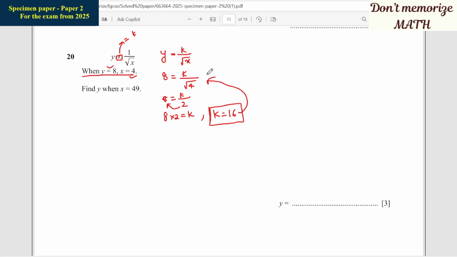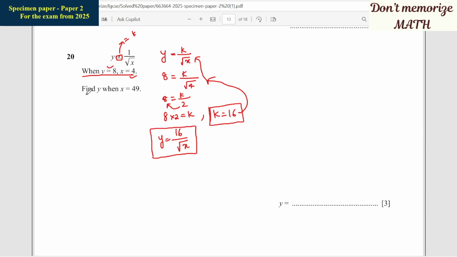Whenever you get a k value, you have to substitute it here. Okay, so not here, it's here. So you will get y is equal to k, which is 16, over square root of x. This is called the equation of proportionality. Okay, this is the constant of proportionality. This is the equation of proportionality.